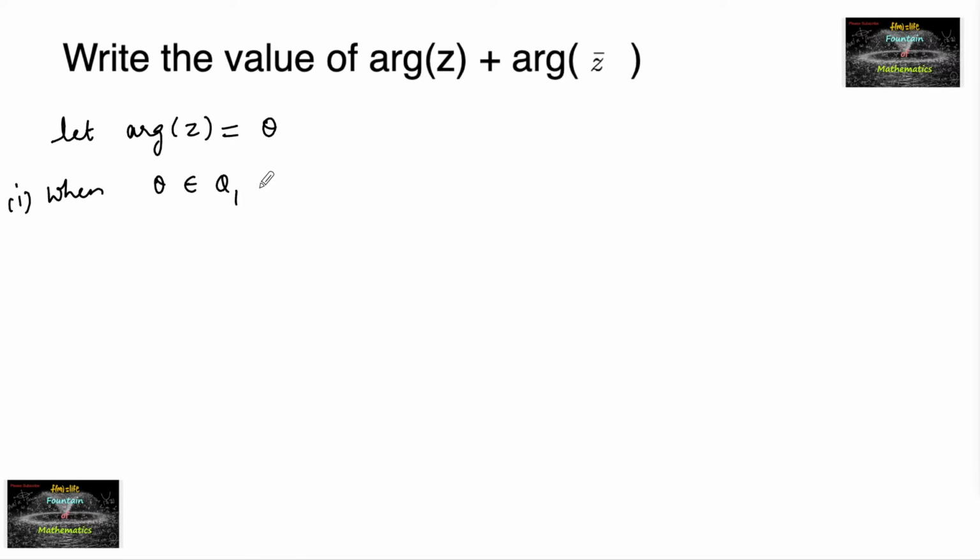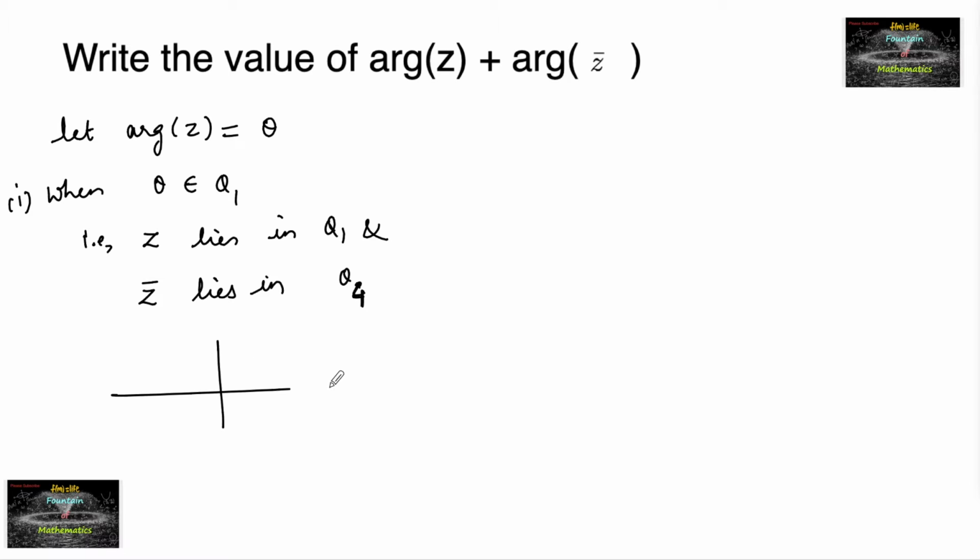Then z lies in the first quadrant, and its conjugate z bar lies in the fourth quadrant, since we know that the conjugate is always a mirror image under the real axis. If z is here, then the mirror image of the complex number z under the real axis will be its conjugate.